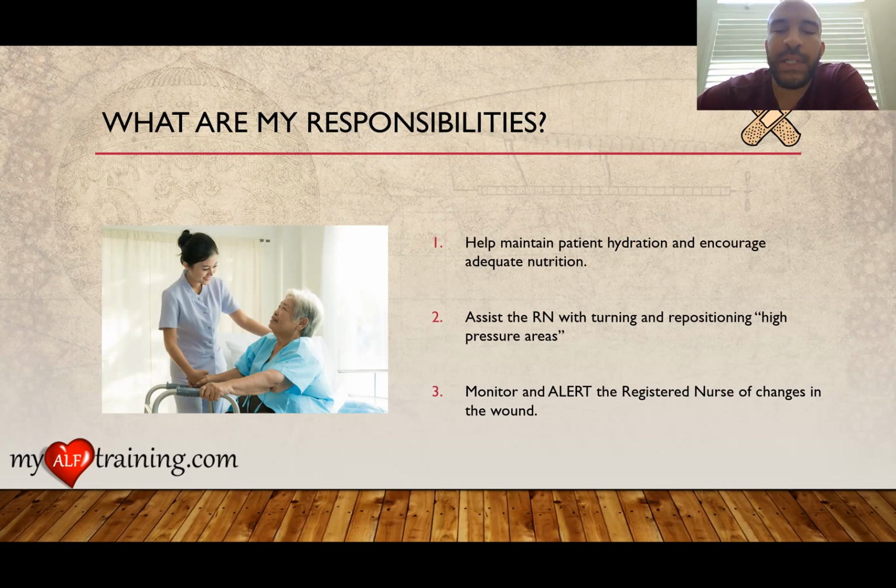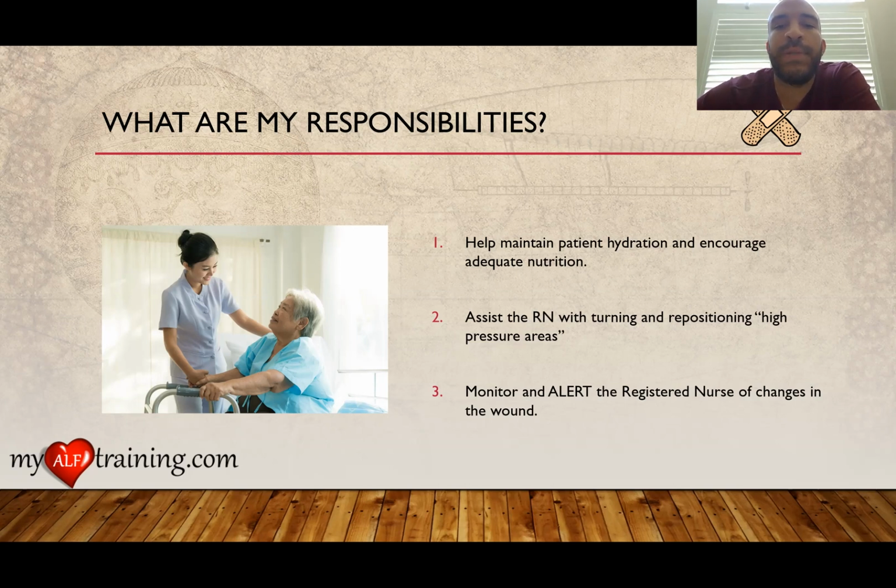Maintaining hydration, encouraging adequate nutrition. This will show in the effort the CNA puts forth, helps the patient drink and properly take in nutrition, encourages eating. This will help the wound heal. This will give the skin its strength to prevent any more wounds from occurring or the current wound from worsening.